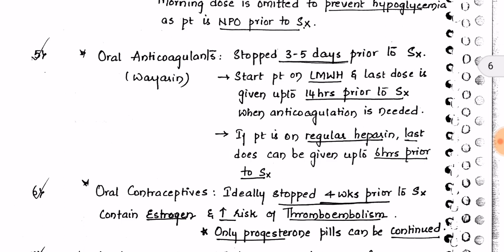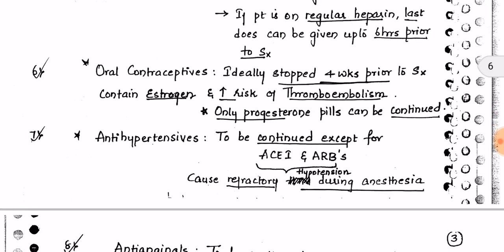at around 8 p.m. the last night. Okay, so we have to stop the drug 14 hours prior to surgery when the anticoagulation is needed. Right. If the patient is on regular heparin, then we can give it up to 6 hours prior to surgery. So for example, if the surgery is at 10 a.m., the person can take his last dose of regular heparin at around 4 in the morning. Right. So this is how it works.